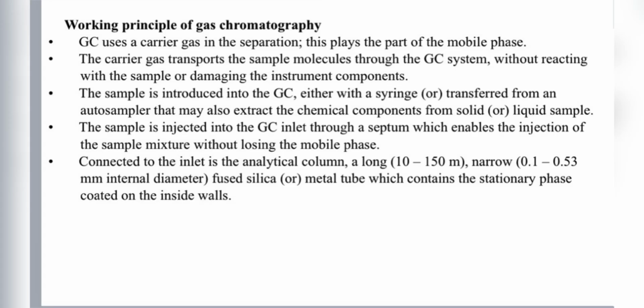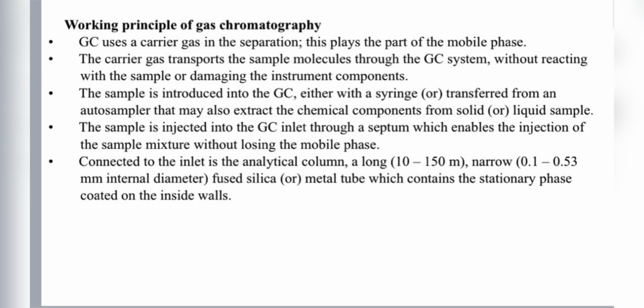Working principle. Gas chromatography uses a carrier gas, which plays the part of the mobile phase. The carrier gas transports sample molecules through the GC system without reacting with the sample or damaging the instrument. The sample is introduced into the GC either with a syringe or transferred from the autosampler. It can be a chemical compound from solid to liquid sample.